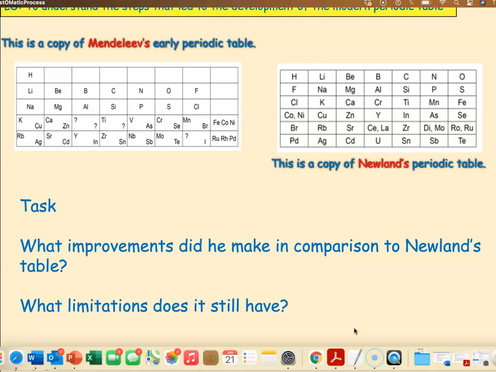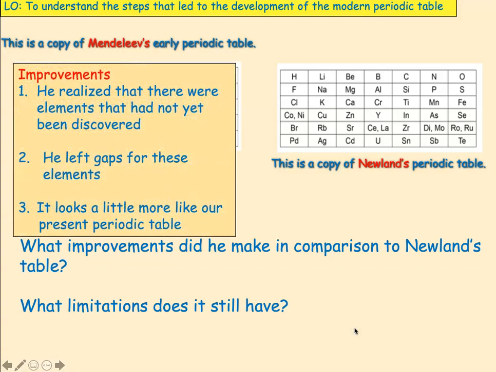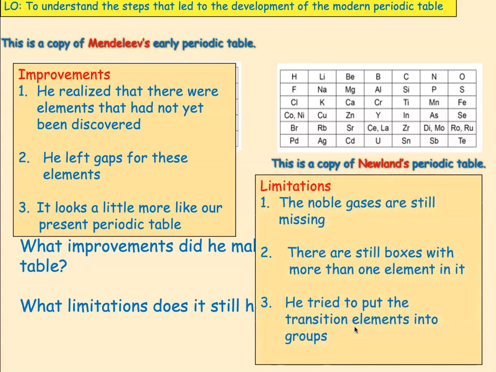Welcome back. Hopefully you managed to do that. So what improvements did he make in comparison to Newland's table? Well, the improvements he made is he did realise that there were elements that had not yet been discovered. He left gaps for those elements, and it looks a little bit more like our present periodic table in terms of groups. What limitations does it still have? Well, the noble gases are still missing. There are still some boxes that have more than one element in it. And he did try to put the transition elements into groups with the other elements.